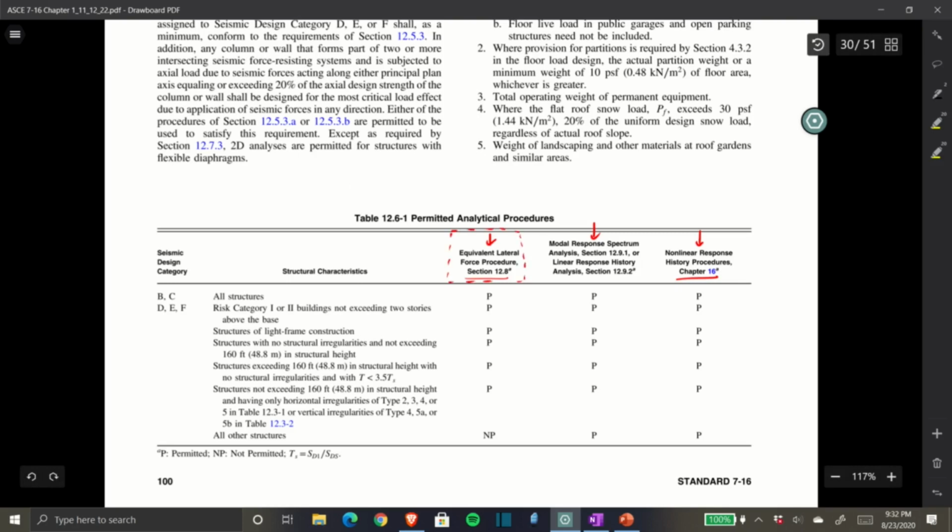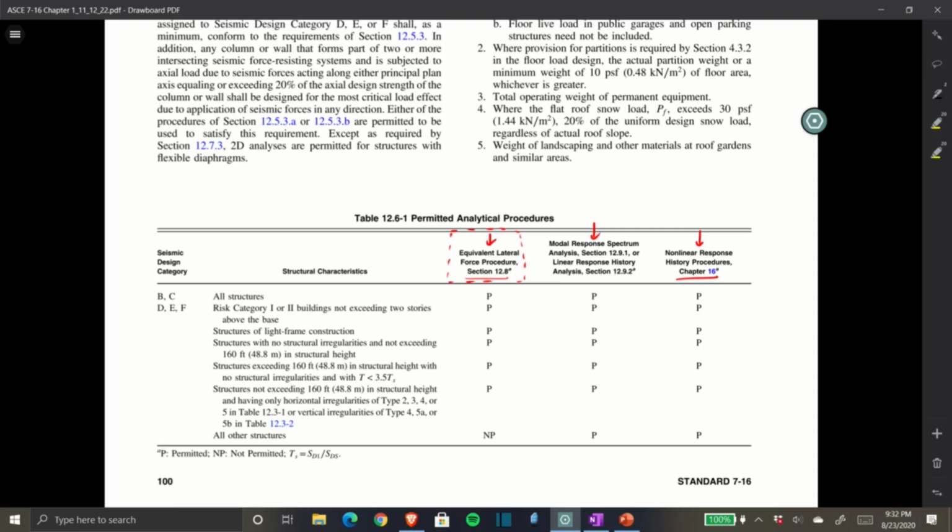And that's pretty typical. If you start to get into some fancier structures with some pretty unique geometries and loading requirements, and in locations that are really, really close to fault lines or need to be designed for really demanding seismic criteria, then you most likely would get pushed into the next two analytical procedures. But for us today, we're just ELF.